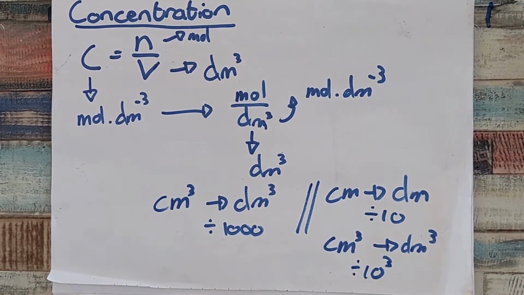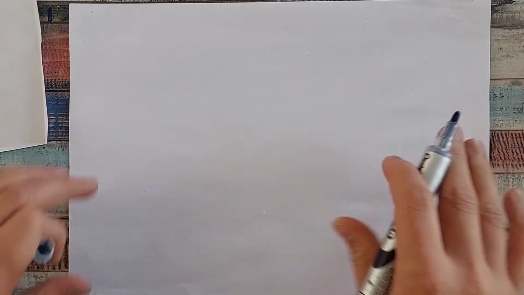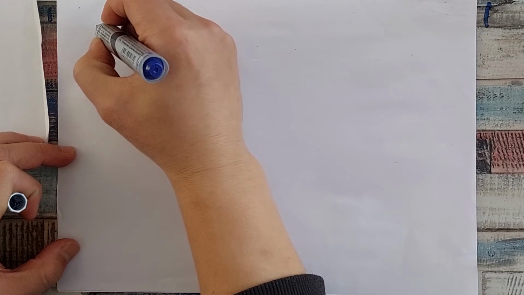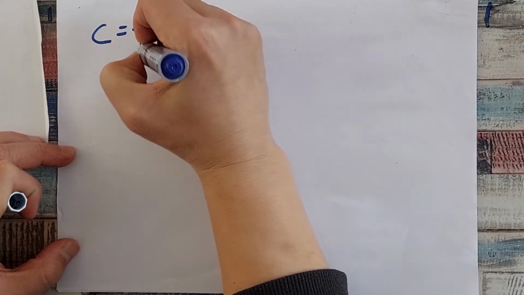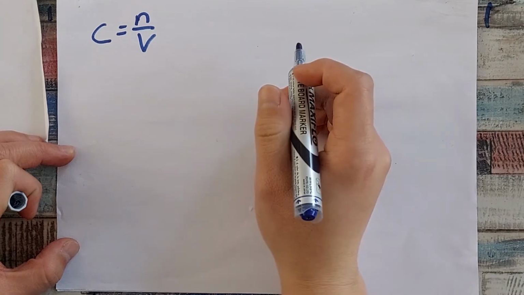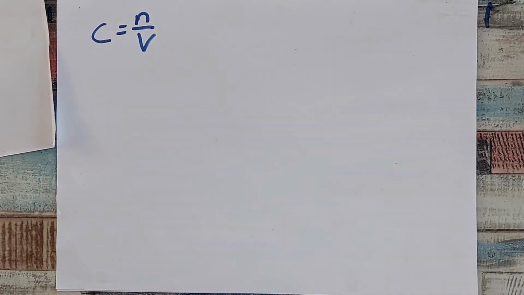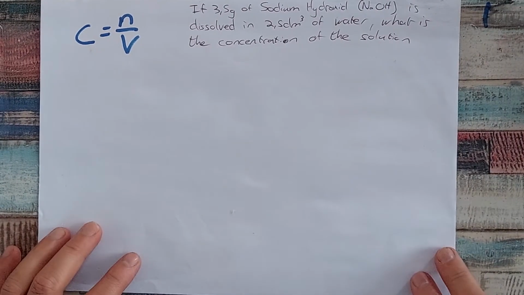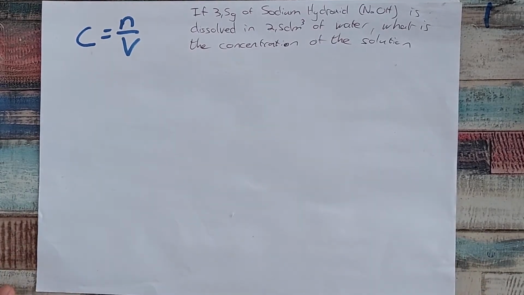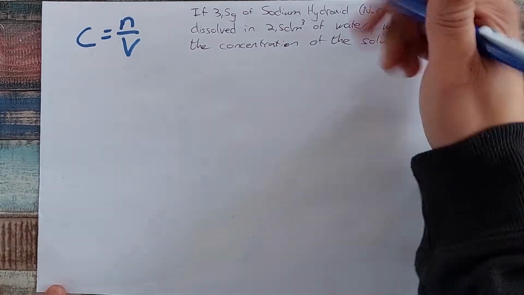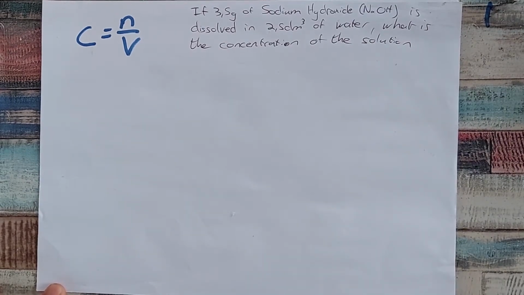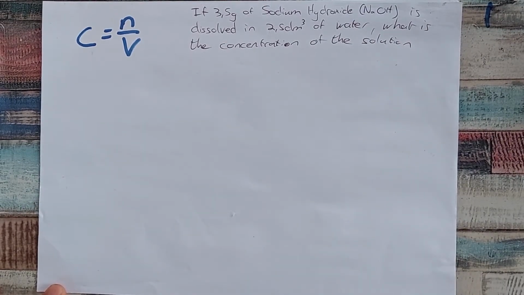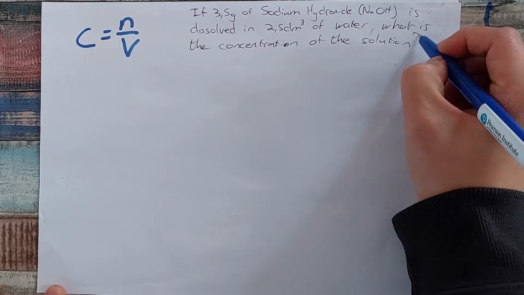Right? So I'm going to quickly go over something else. Now that I've got that over there, your concentration will pretty much be dependent on your number of moles. So we'll look at your C is equal to n over V again. Let's say I give you a question. It says here, if 3,5 grams of sodium hydroxide, NaOH, is dissolved in 2,5 decimeter cubed of water, what is the concentration of the solution?